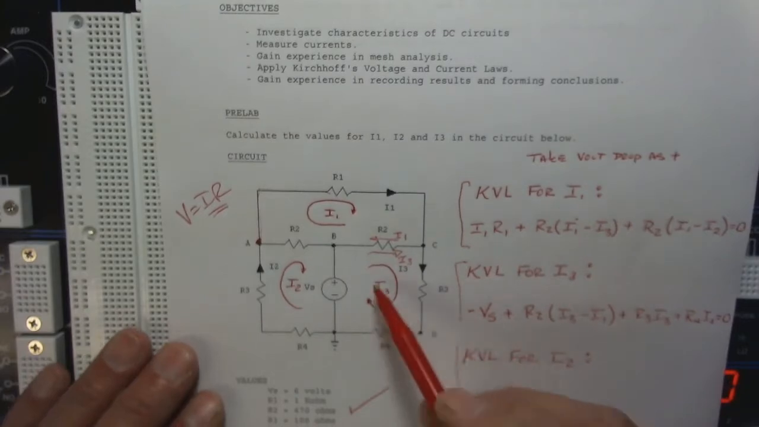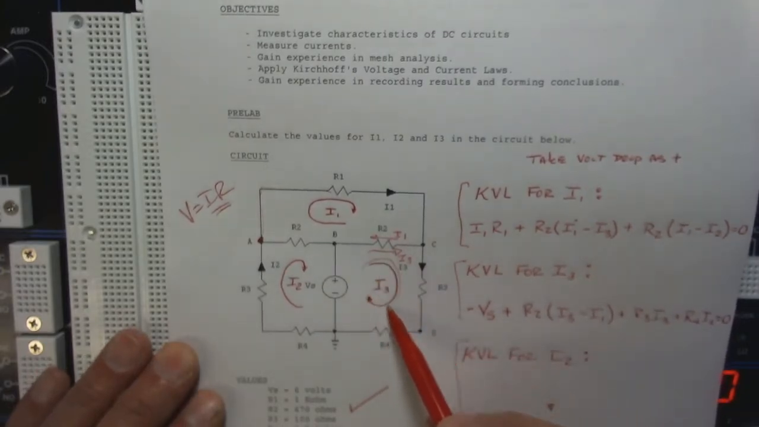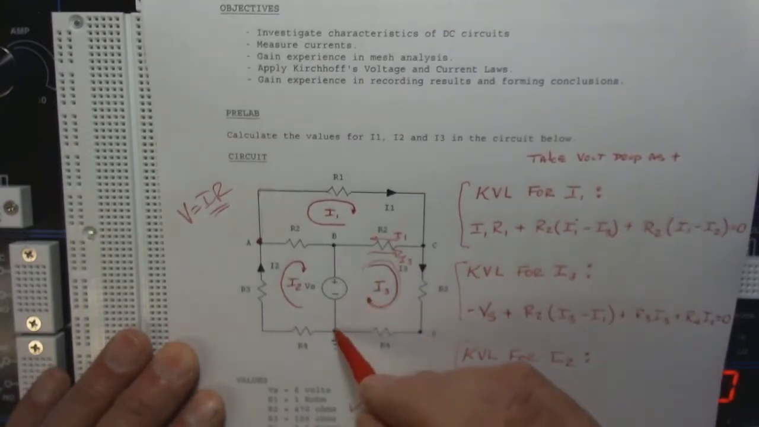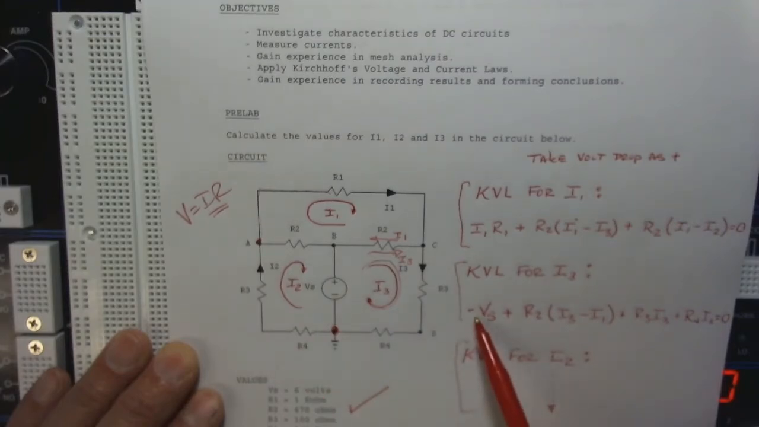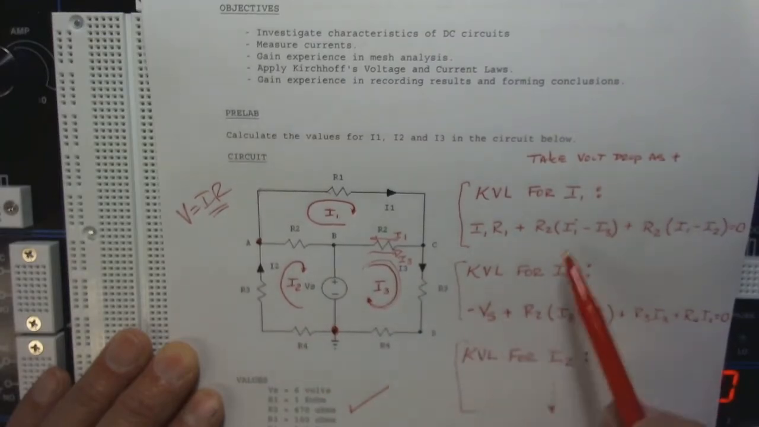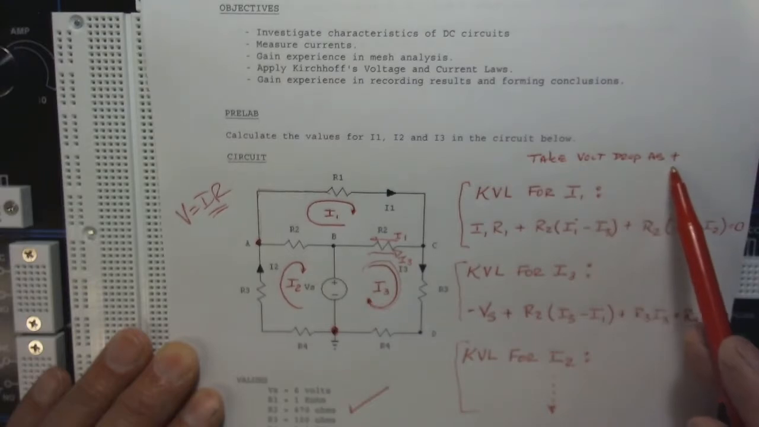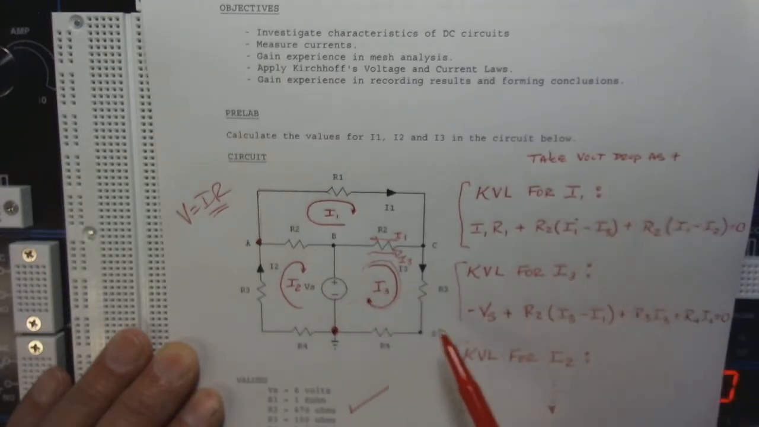So then the next one I decided to do is this one around here. So if I start at this point here, and I move up through this source, that's a gain. I go from negative to positive. It's a gain. So I take that as a negative, a drop. I'm going to take voltage drops as positive, so if I have a voltage gain, that would be a negative sign. And if you don't like that, you can use the other convention. You just have to be consistent. That would be the same as multiplying this equation through by minus 1.